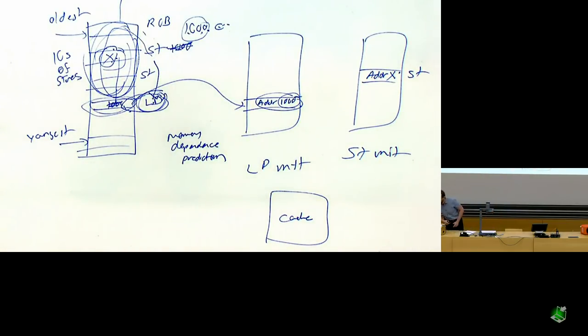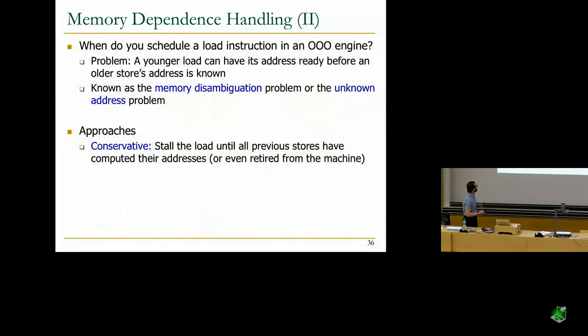Let's go back to the slide and talk about three different approaches. I've already said two of them, actually. The first approach is very conservative. You basically stall the load until all previous stores have computed their addresses or even retired from the machine. Now you know that this load is either dependent or independent of those stores. So you can get the value from those stores. That's another issue which we will talk about. But at least you're conservative in your scheduling. You'll wait. The problem is it's slow.